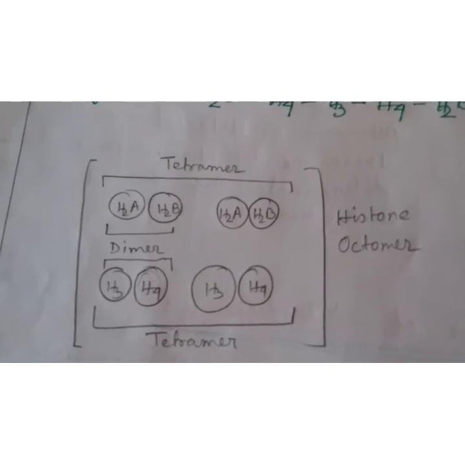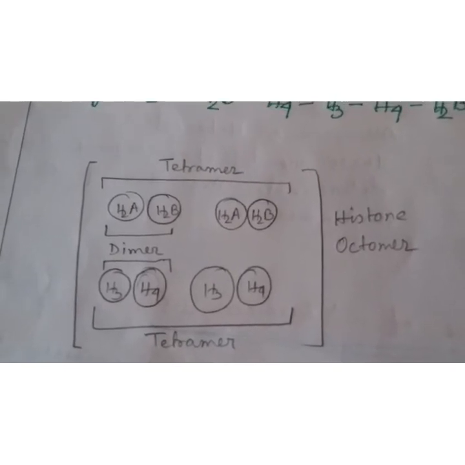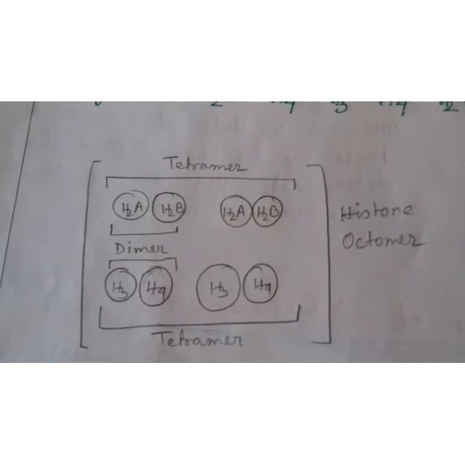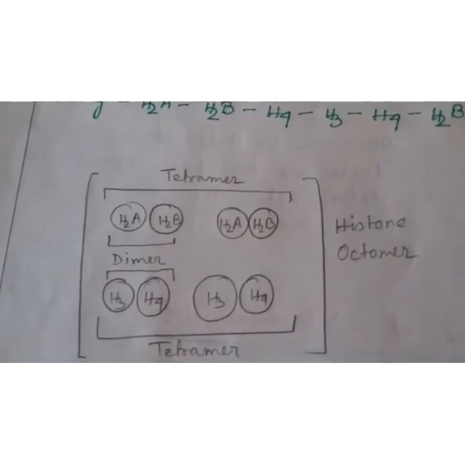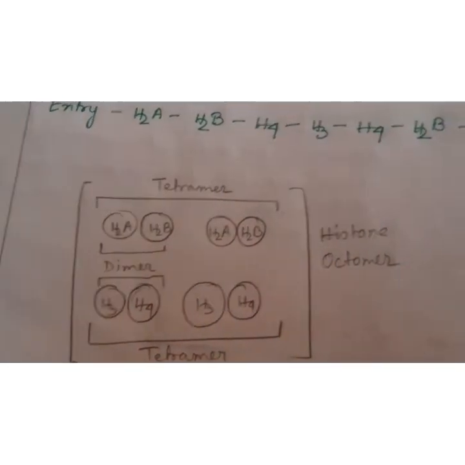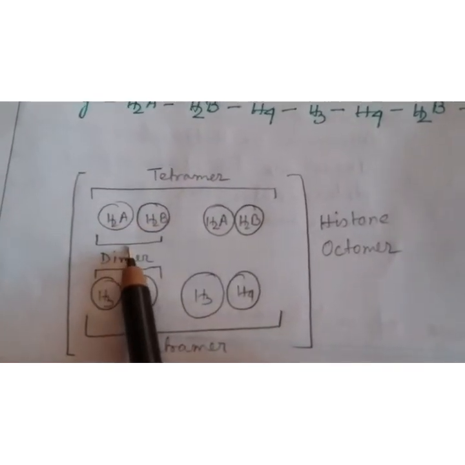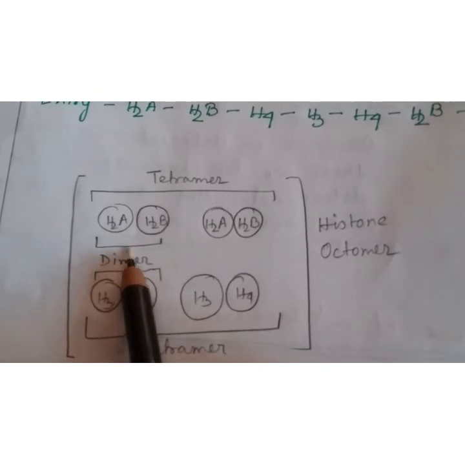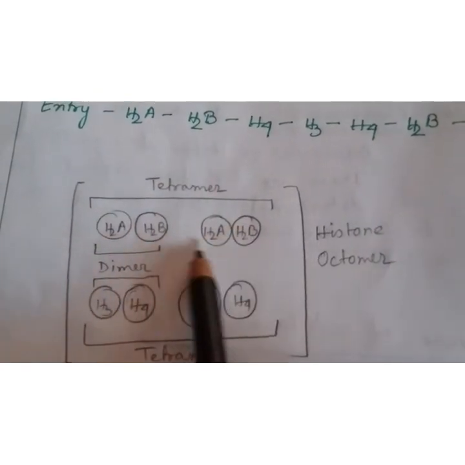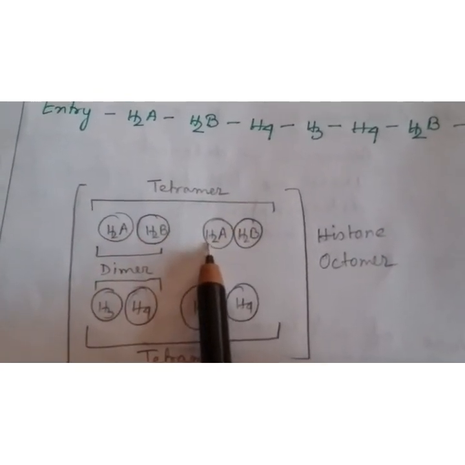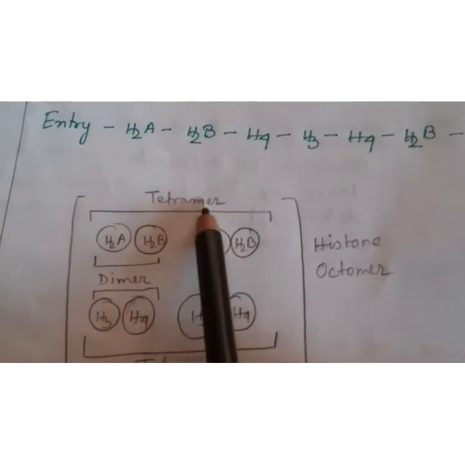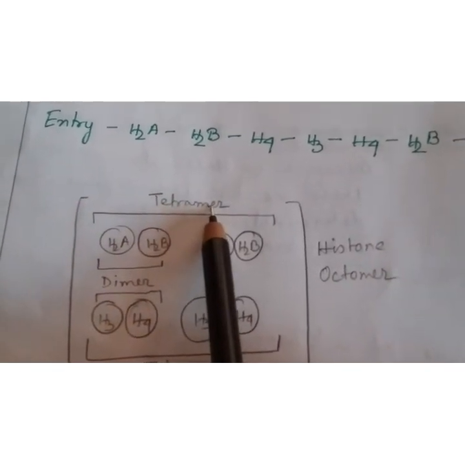Now, the question is how the histone octamer forms. At first, one molecule of H2A and H2B make a dimer. You can see H2A and H2B make a dimer. Two such dimers, this one and this one, form a tetramer. You can see this as a tetramer.